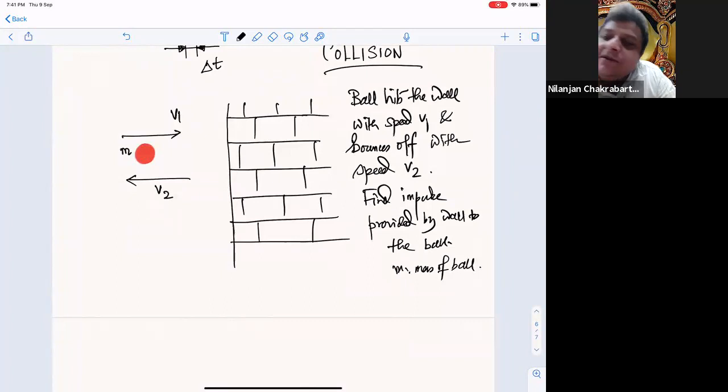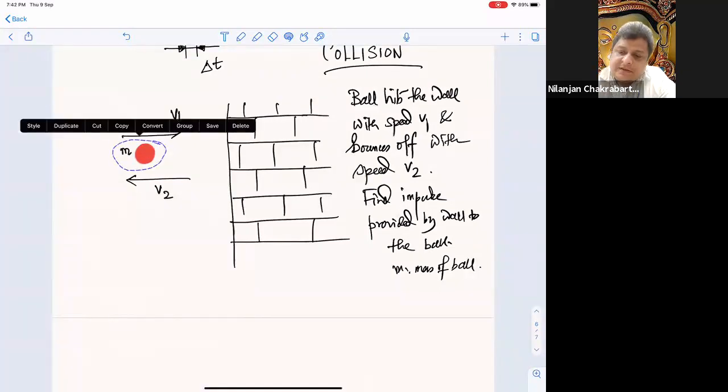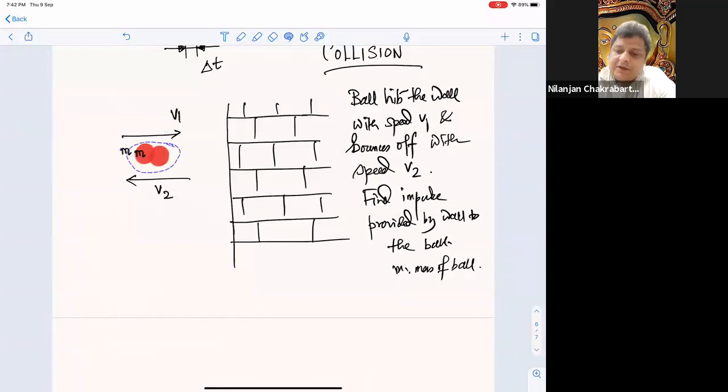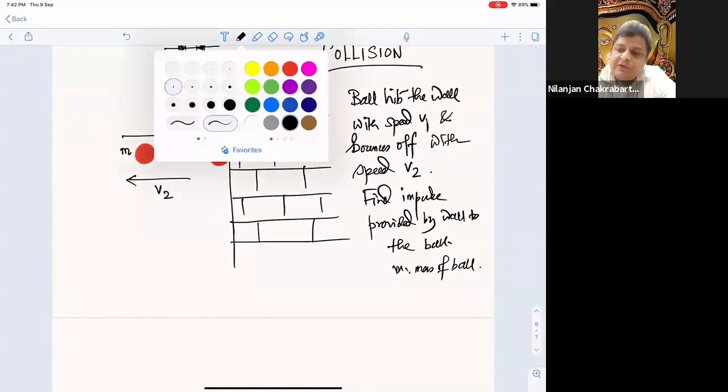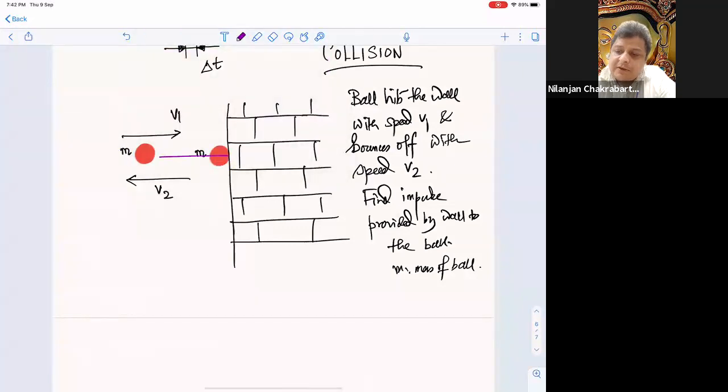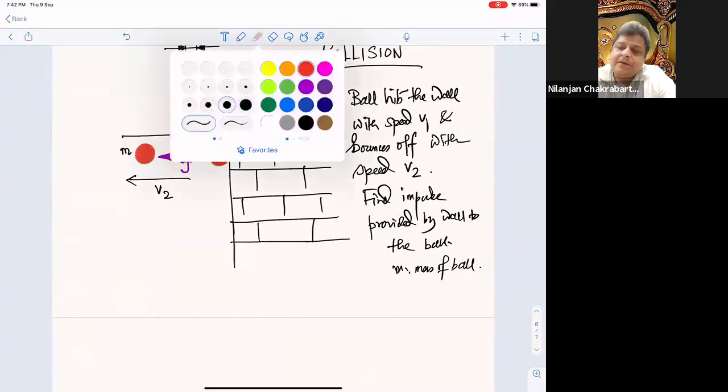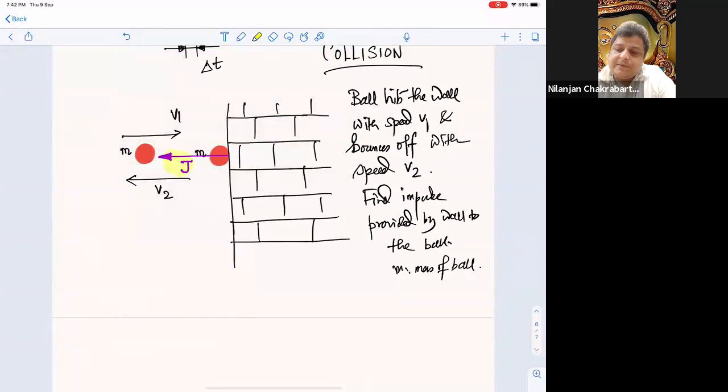Now you know that the impulse J and the force are in the same direction. So this is the ball, and there is the impulsive force of the wall in this way. The force is this way. Also, you can see the impulse, right? This is the impulse J. J is the impulse given to the ball by the wall.